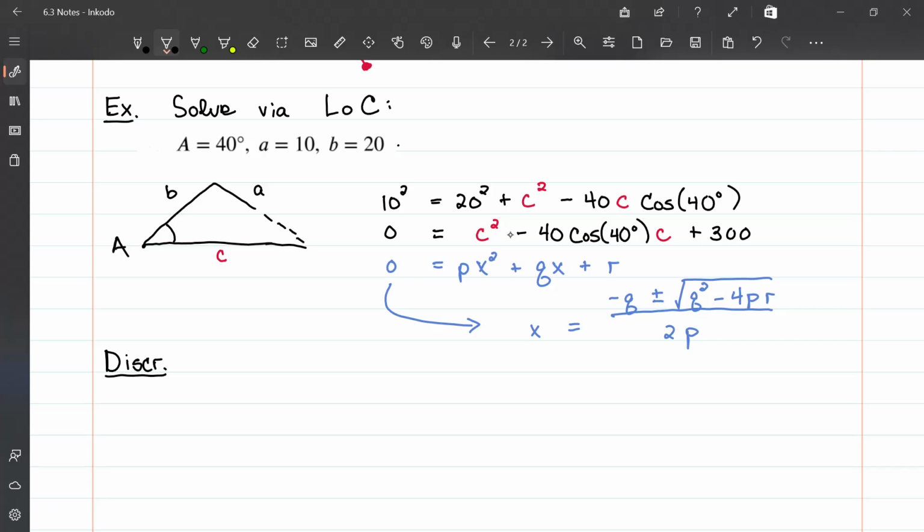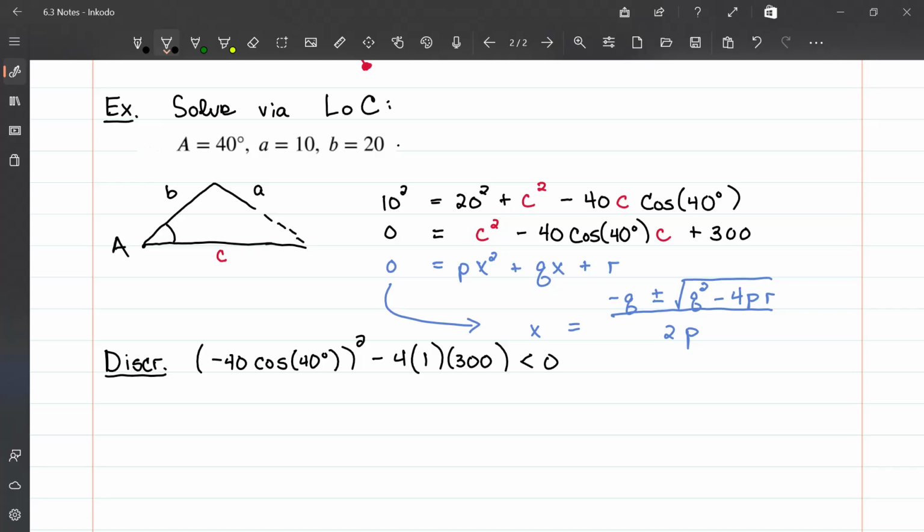What would I be writing down? Well, B is all, or excuse me, I'm getting used to those old labels too. Let's use the new labels. Q means all of this, so negative 40 cosine of 40 degrees, squared, minus 4 times p, which in our case is 1, times r, which in this case is 300. And if I do that and feed it into my calculator, I'm getting some hideous number, but it's negative.